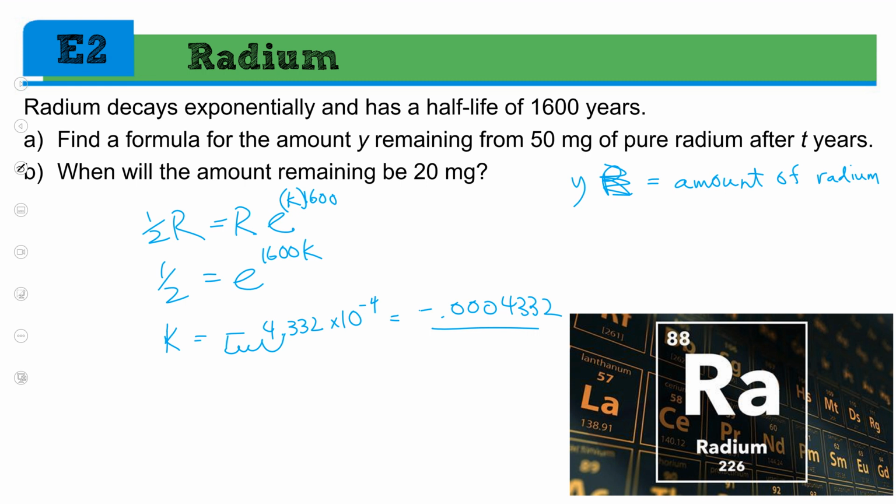Okay. What's my starting amount? 50 milligrams. So we get Y is equal to 50 times E to the negative 0.000433 T. Wait, is the problem that you use Y, because aren't you using R for the C value? It doesn't matter. I guess you're right.